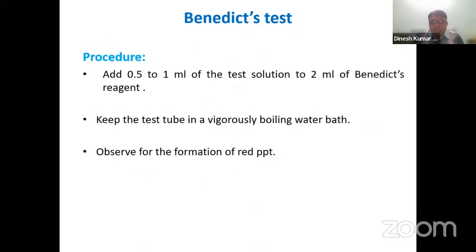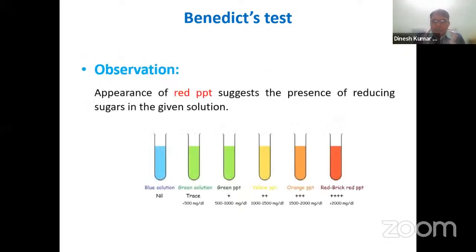Add 0.5 or 1 ml of test solution to 2 ml of Benedict reagent, then mix them and keep it in a boiling water bath for 2 minutes. And observe the formation of a red precipitate. So in the end, you will get this red type of precipitate, which indicates that the test is positive and the sugar is a reducing sugar.